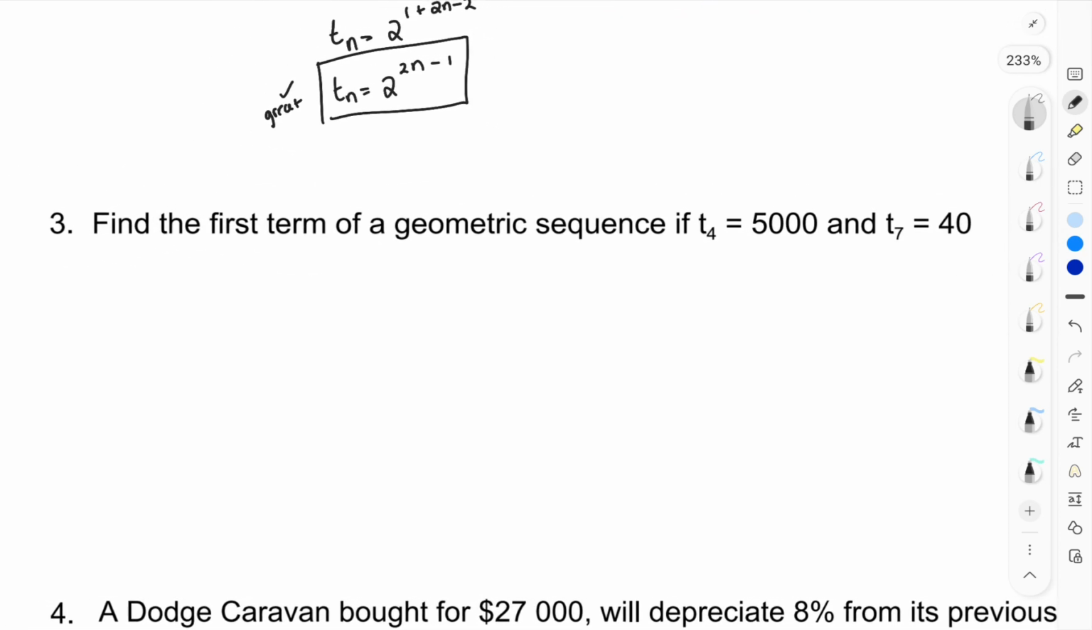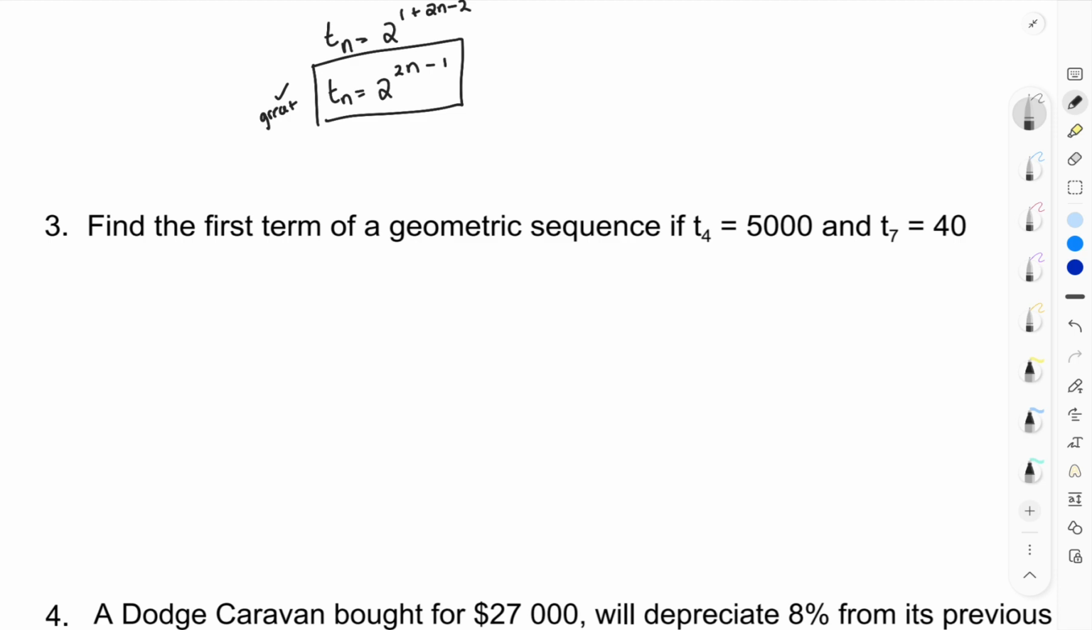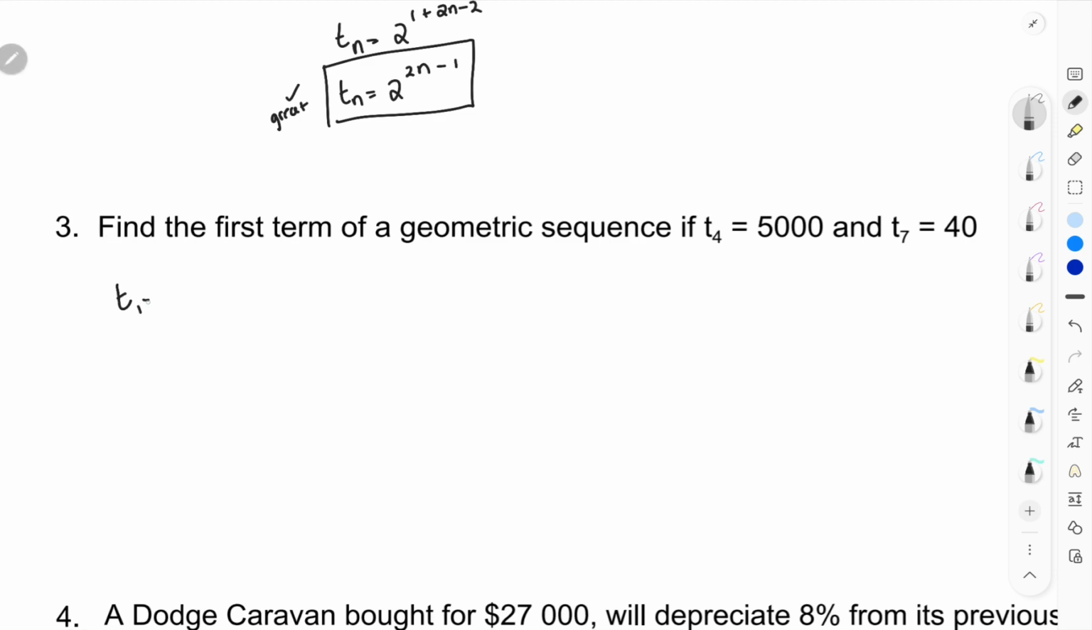So if I want to find the first term, I need to know all those other things, right? If T1 is what I'm trying to identify, I need to know how many terms I'm dealing with. I need to know my common ratio, and I need to know the value of some other term. So I know a couple, right? I know 4 and 5,000, or I know 7 and 40. I could work with either. I'm going to go with 7 and 40 because why not?